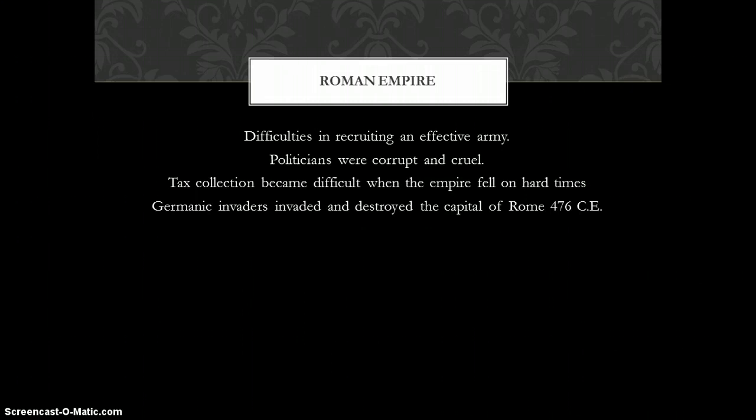That was the final blow, because they didn't have an army to defend them, because they didn't have the money to raise it up, and they couldn't find the good people. So it was very easy for Germanic invaders to just waltz on in and say, hey, let's take your capital. Okay, boom, destroyed. All of Rome gone.